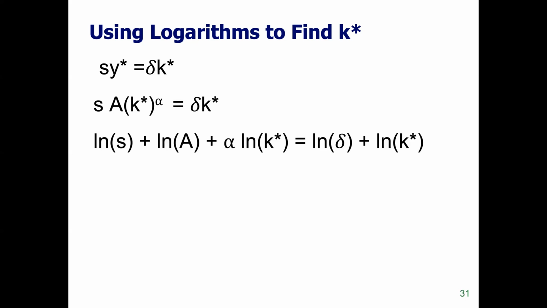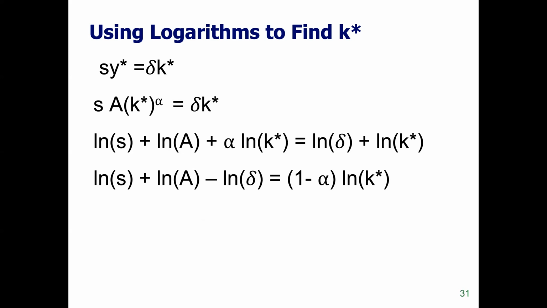So log saving rate plus log A plus alpha log K star. Notice how similar that is to what we had on the previous slide as part of the equation, but now we've got the saving rate in there too. Log S plus log A plus alpha log K star equals log delta plus log K star. It simplifies beautifully with the logarithms.